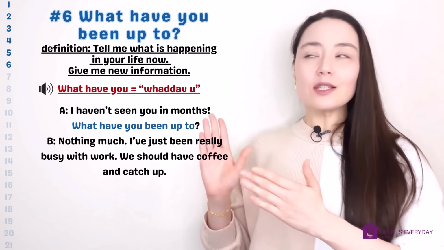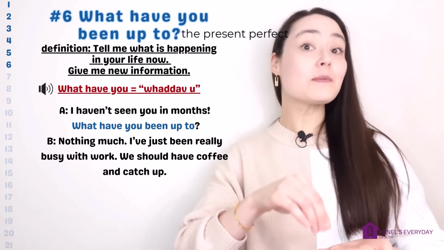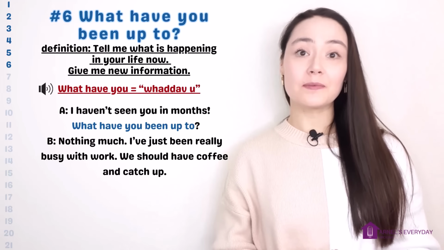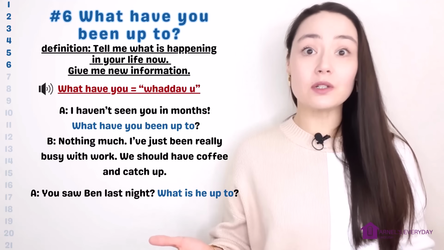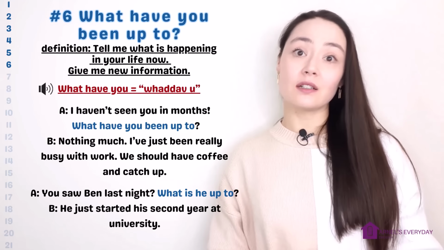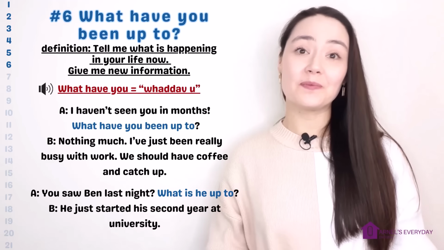So you can see this question is normally in the present perfect. What have you been up to? But the present simple also works. You saw Ben last night? What is he up to? He just started his 2nd year at university. His 2nd year? Already? Wow.